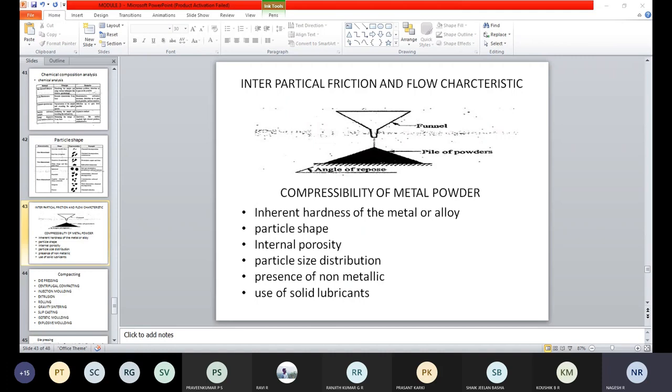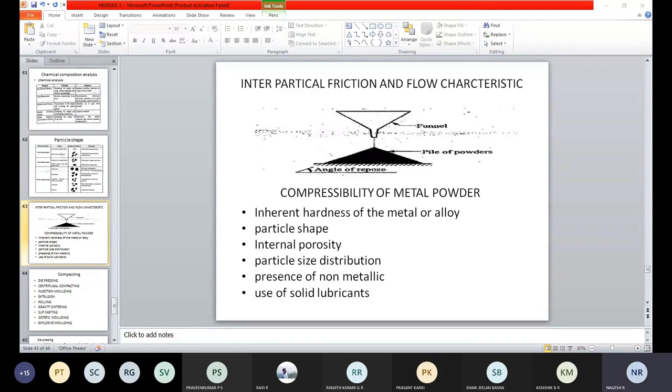And the presence of non-metallics. Non-metallics such as unreduced oxides reduce the compressibility, and also show properties like hardness and low specific gravity. So the presence of non-metallics, such as oxides, reduces the compressibility and also shows properties like hardness and low specific gravity.